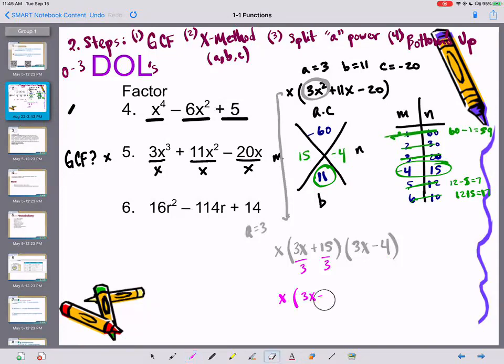Oh, I'm writing the wrong answer. Let's try this again. Okay, 3x divided by 3 is just x. So it'll be x plus 5, and then 3x minus 4. That would be your answer to number 5.